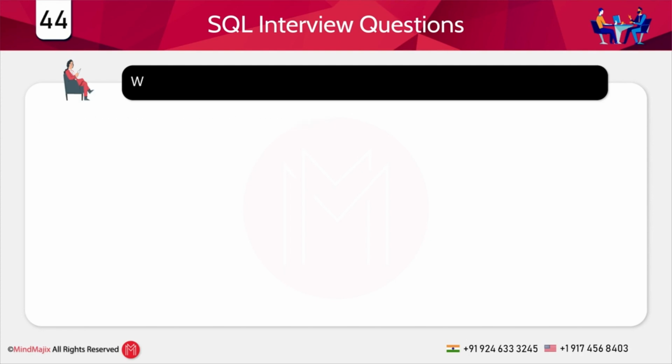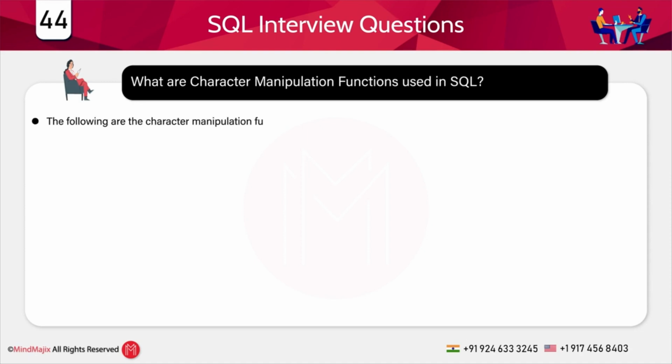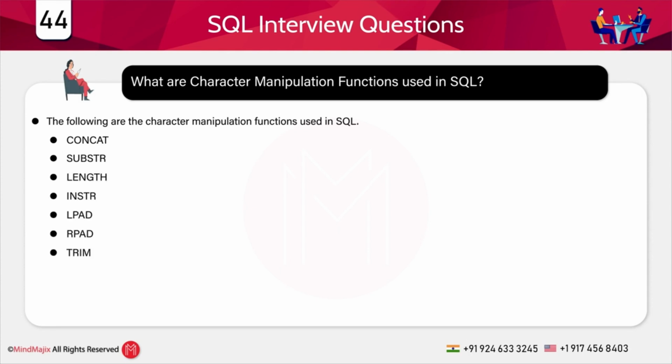The next question is, what are the character manipulation functions which are used in SQL? As you can see on the screen, these are the various types of character manipulation functions in SQL, such as concat, substring, length, instring, lpad or the left padding, rpad or the right padding, trim, and replace.